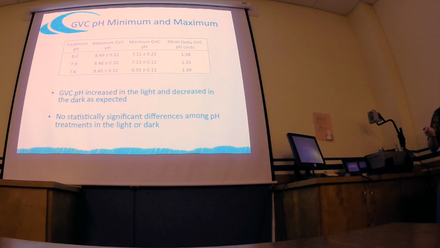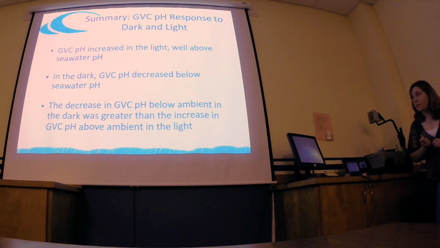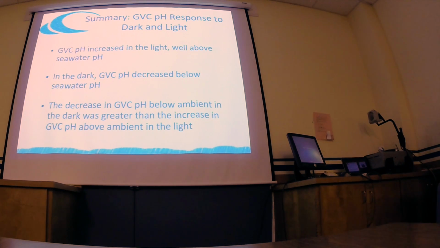And what this is telling us again is that the GBC pH is dependent on the light quality. So overall, we see the pH increases in the light, and it comes well above the seawater pH. And then again in the dark, it comes well below the seawater pH. And we see that the decrease in the GBC pH below the external seawater in the dark was much greater than the increase seen under the light.